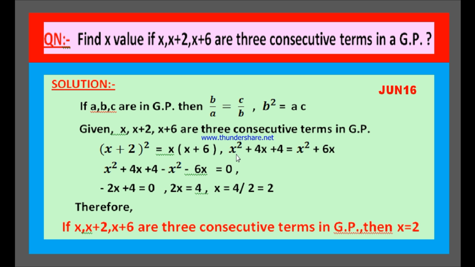Bring all to one side. X square plus 4x plus 4, plus x square on the other side minus x square and plus 6x at LHS minus 6x is equal to 0. Now you can cancel plus x square and minus x square. 4x minus 6x is minus 2x plus 4 is 0, or 2x is equal to plus 4 and x is equal to 4 divided by 2, which is equal to 2. Therefore, if x, x plus 2 and x plus 6 are 3 consecutive terms which are in GP, then the value of x should be 2.